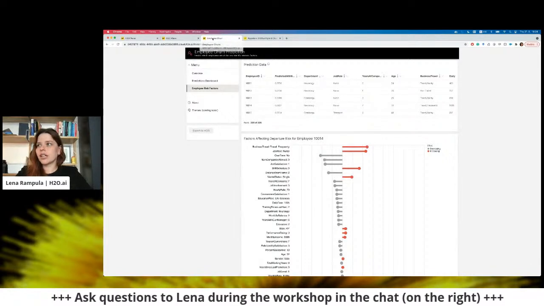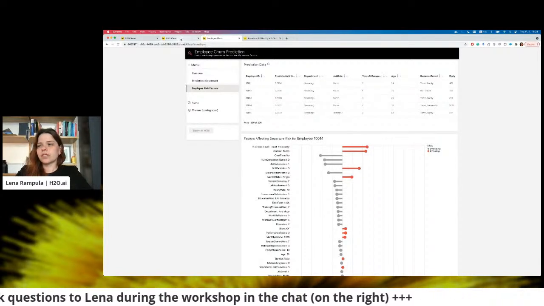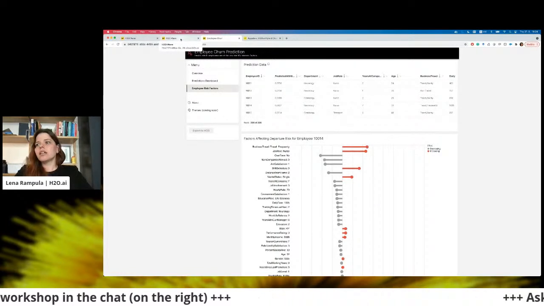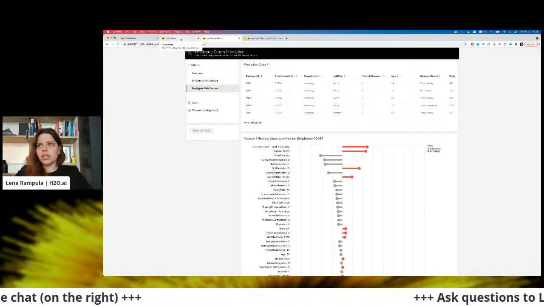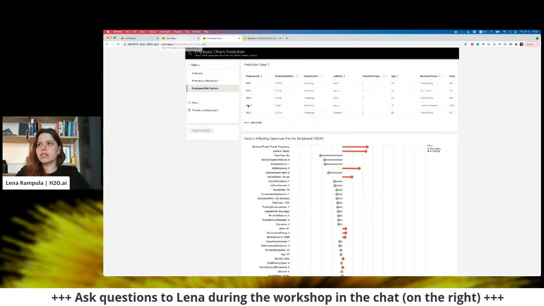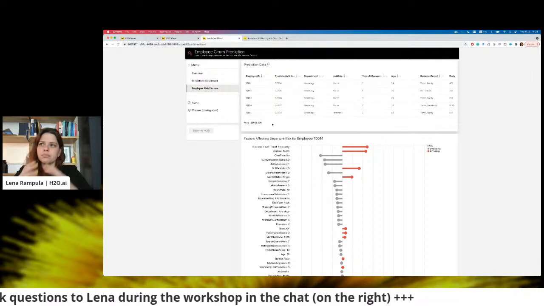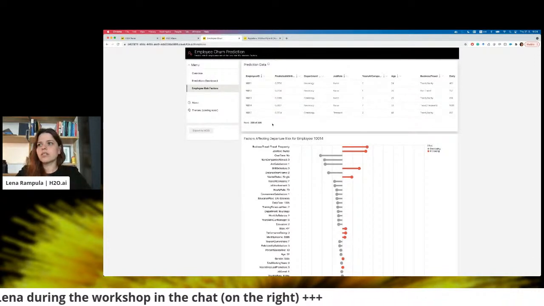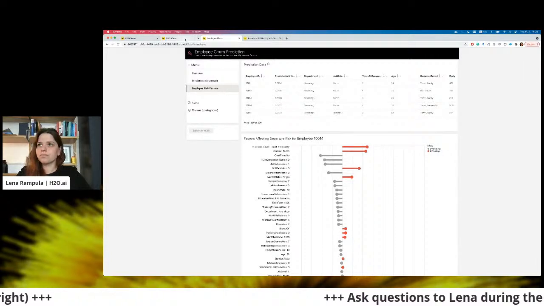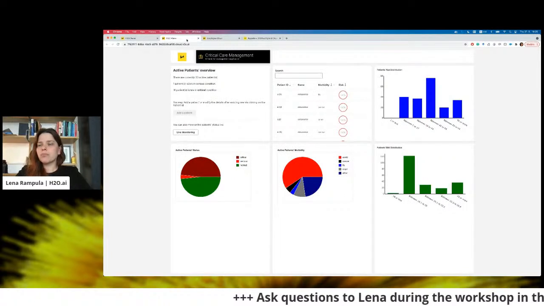So this is one type of application which is built on a machine learning model, but for the business user, it's all about what type of information they actually need and what type of information they require to answer their questions. So in this case, the main question of churn is what affects churn for each individual employee, and this application answers this question.